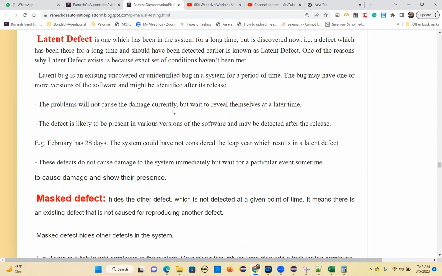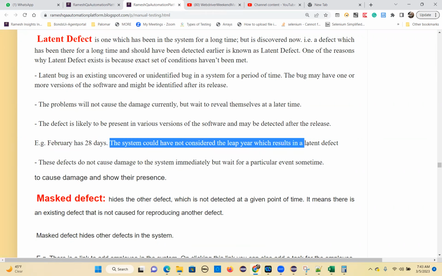For example, February has 28 days. The system could not have considered a leap year, which results in a latent defect. Generally February has 28 days, but in a leap year it will change, right? How many days in a leap year in February? 29 days. They didn't consider that. So is that a bug or not?